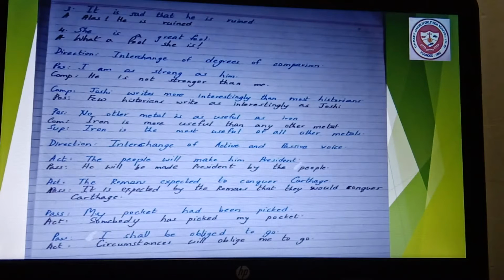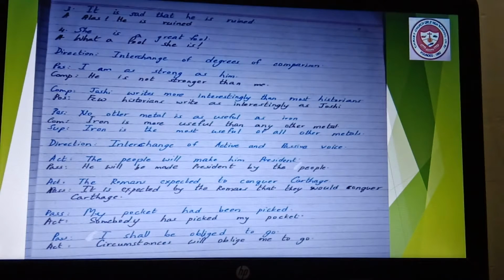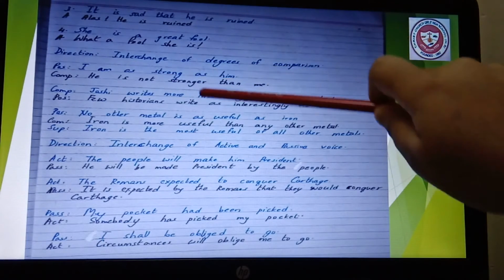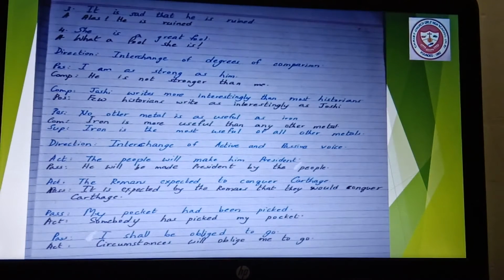Direction. Interchange of degrees of comparison. We have done that. I am as strong as him. He is not stronger than me. So I am as strong means he's strong, and I'm also as strong as he is. That means he is not stronger than me. Simply when I have to use stronger, I simply say he is not stronger than me. Comparative degree usually has than. Than usually follows the comparative degree. But what I'm pointing out is, I am as strong as him. That means he is not stronger than me.